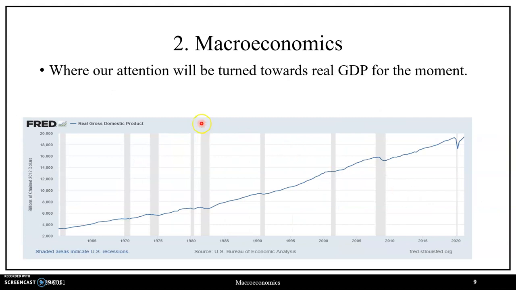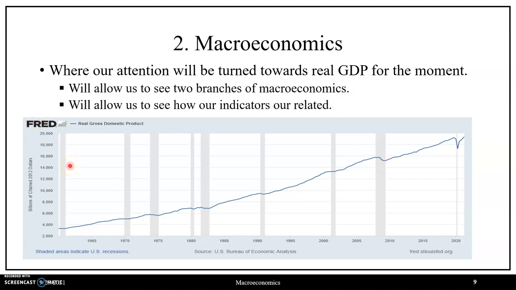But for now, our attention will be turned towards real GDP for the moment, where once again we have our graphical representation below. And by considering real GDP, this will allow us to examine the two major branches of macroeconomics and will allow us to see how all three of our indicators are related through our framework of the aggregate product market. Where once again, in regards to this graphical representation, this is real GDP for the United States from 1960 until early 2021, where we see that real GDP is increasing at a nearly constant rate, but along the way there are some rough patches that keep it from being at a constant rate.